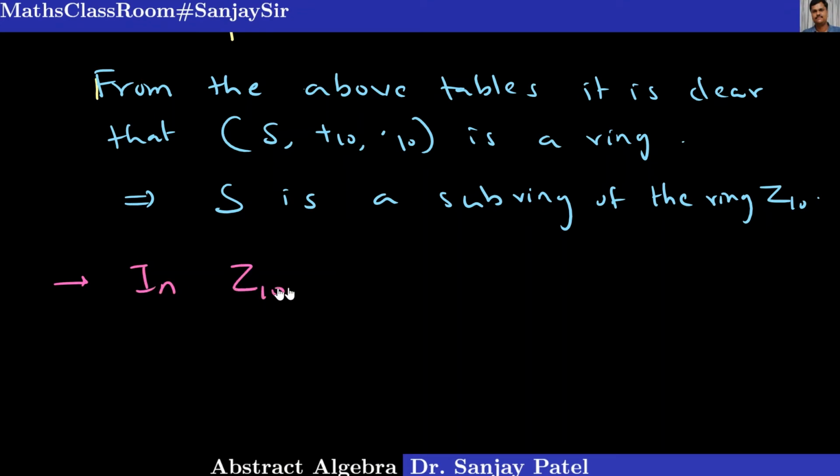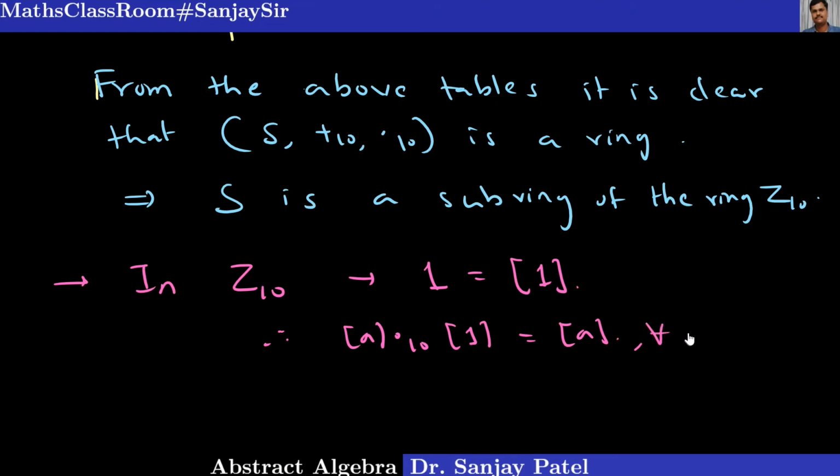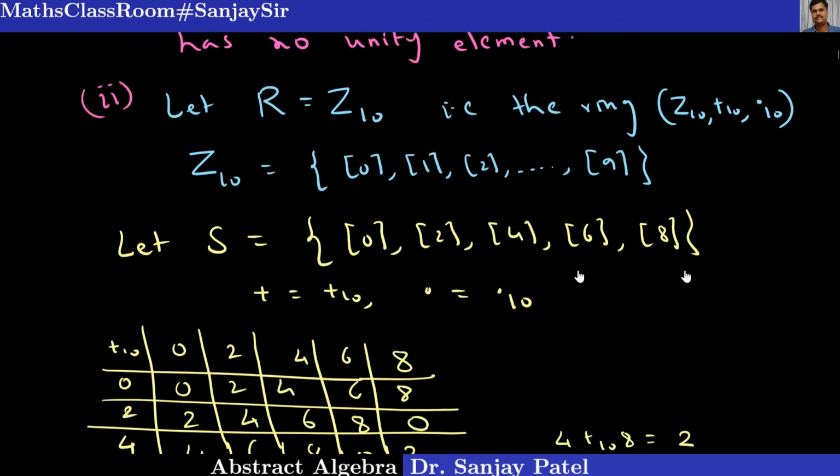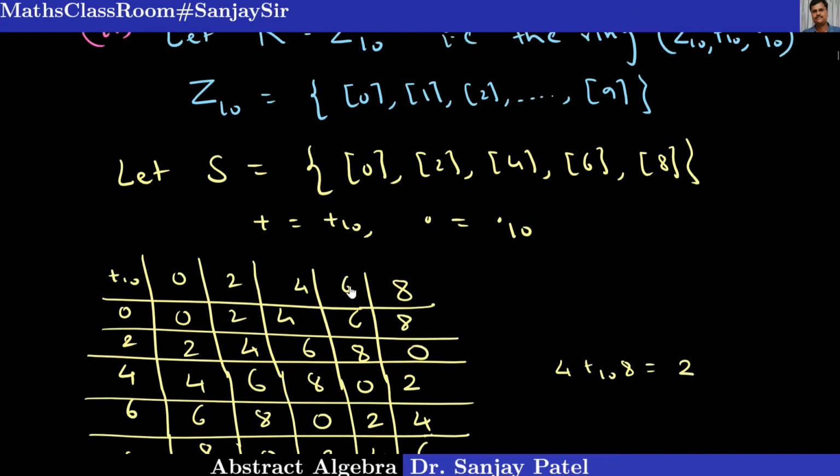In Z10 we have a unity element for multiplication, which is class 1, because class A dot 10 into class 1 is always equal to class A for every class A belongs to Z10. So this is the unity element, right? This is known to you. But you see that this class 1 is not a member of our set S. So the unity of the ring R is not an element of the set S.